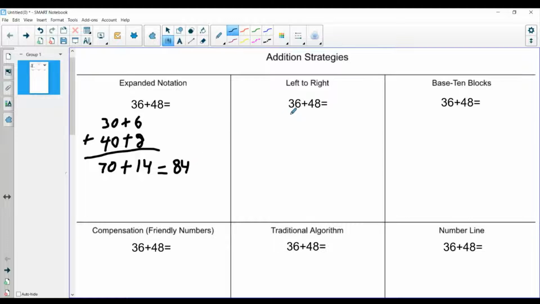The next strategy we're going to look at is the strategy of left to right. It's similar to expanded notation in that you are adding the tens and then you are adding the ones. This is what you would do. First, I'm going to add the tens. 30 plus 40 is equal to 70.